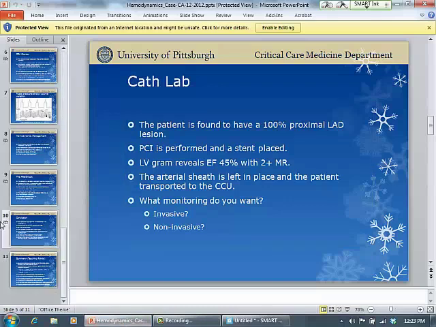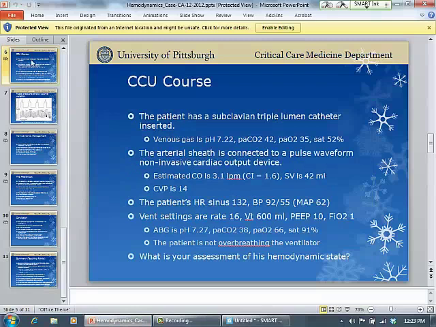Okay, let me get this. The patient has a subclavian triple lumen inserted. The venous gas is 7.22, PCO2 is 42, PO2 is 35, sat is 52. What do you think of that? So that's a low SCVO2, right? Sat's 52%. So this guy's got some degree of low cardiac output, right?